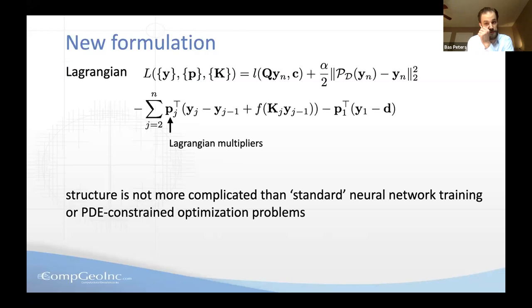So the next few slides are just showing how to get the gradient. And that is sort of known stuff in PDE constraint optimization, or the neural network literature as well. So I'll go very quickly. I just want to mention a few things. First, if you write down the Lagrangian, you just have your objective, your penalty, and then you add every equality constraint using a multiplier P. So that is nothing different than what we're used to in PDE constraint optimization.